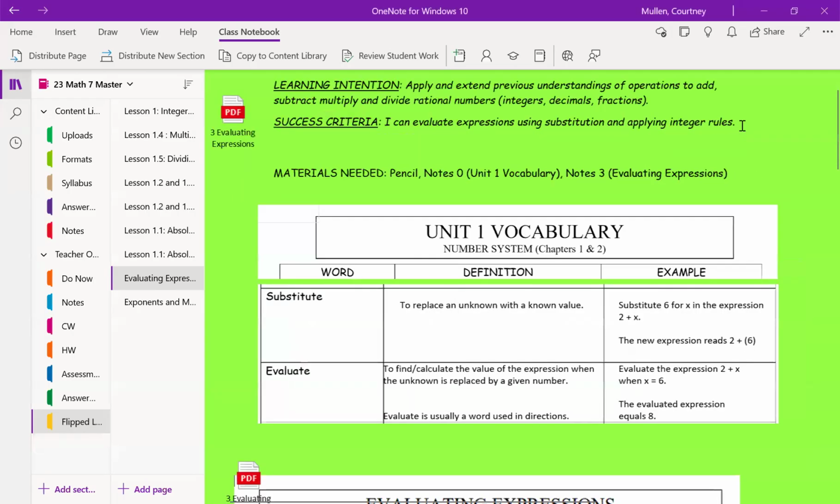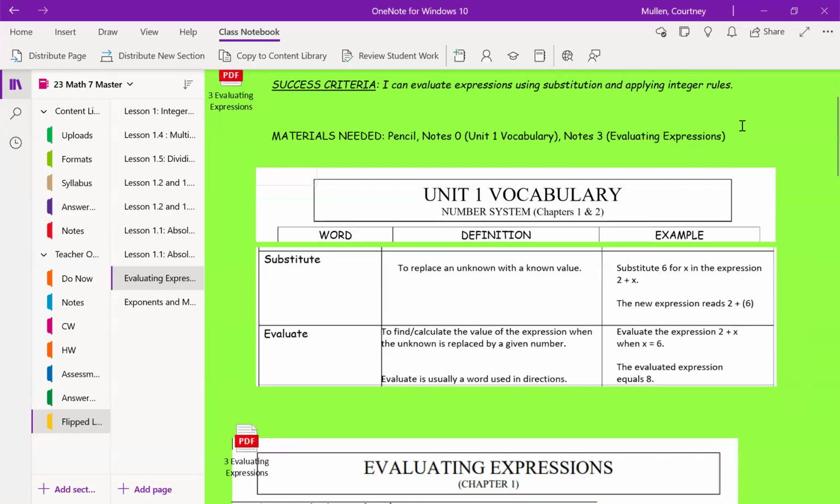So we have two vocabulary words that you're going to need to know. Substitute is to replace an unknown with a known value, and evaluating is to find or calculate the value of the expression when the unknown is replaced by a given number. And substitute and evaluate are usually direction words. Pause the video and write these two vocabulary words with definitions and examples down on your note 0.